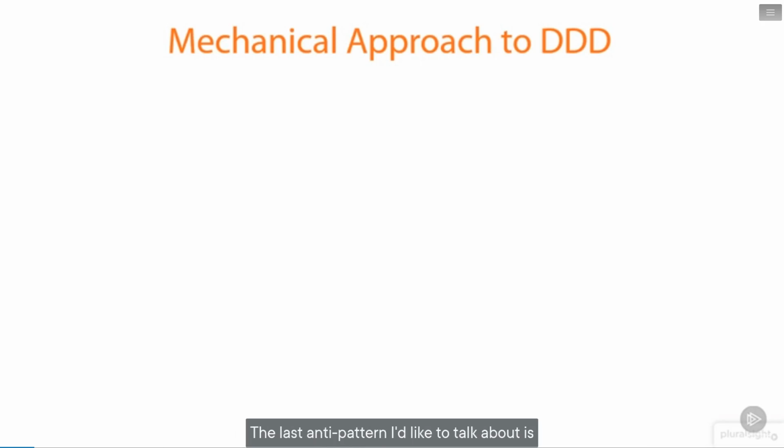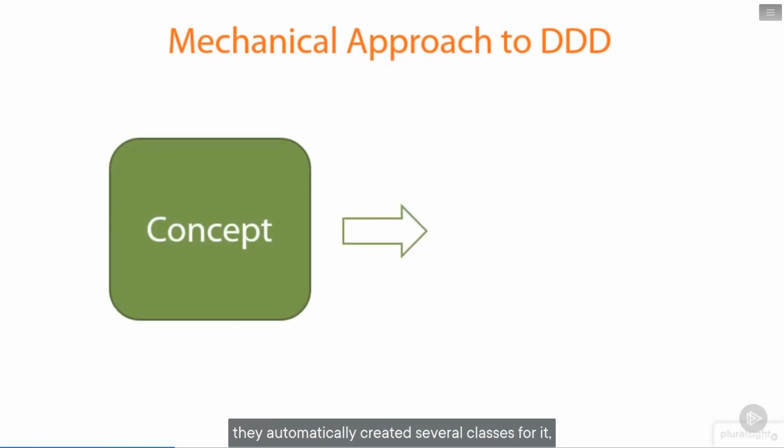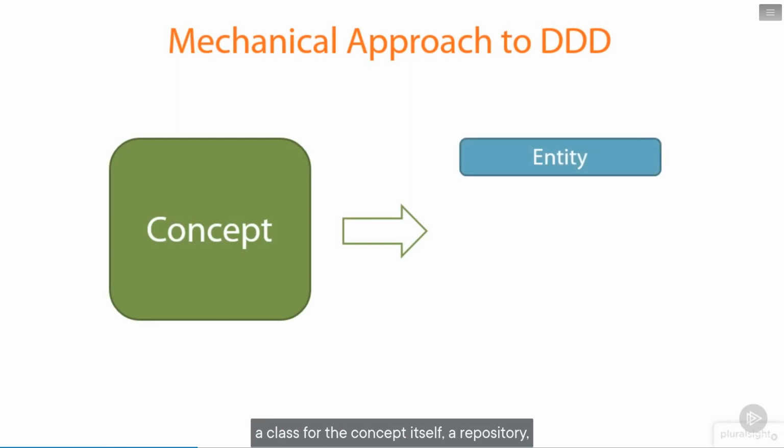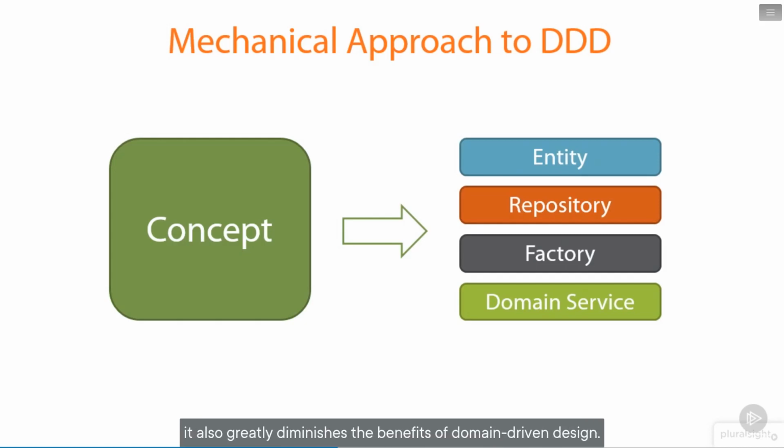The last anti-pattern I'd like to talk about is the mechanical approach to domain-driven design. I've seen several times how programmers start treating their domain mechanically. Whenever they defined a new concept in the domain model, they automatically created several classes for it: a class for the concept itself, a repository, a factory, and a domain service. They did that even if there was no need for those classes. Don't do that. Not only does such an approach violate the YAGNI principle, it also greatly diminishes the benefits of domain-driven design.